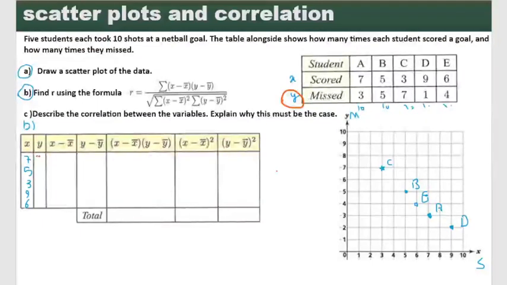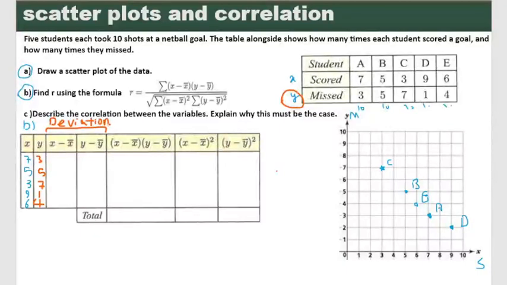So I write 3, 5, 7, 1, and 4. Now the third column and the fourth column relate to deviation. As I said, deviation shows the distance between any value and its mean.